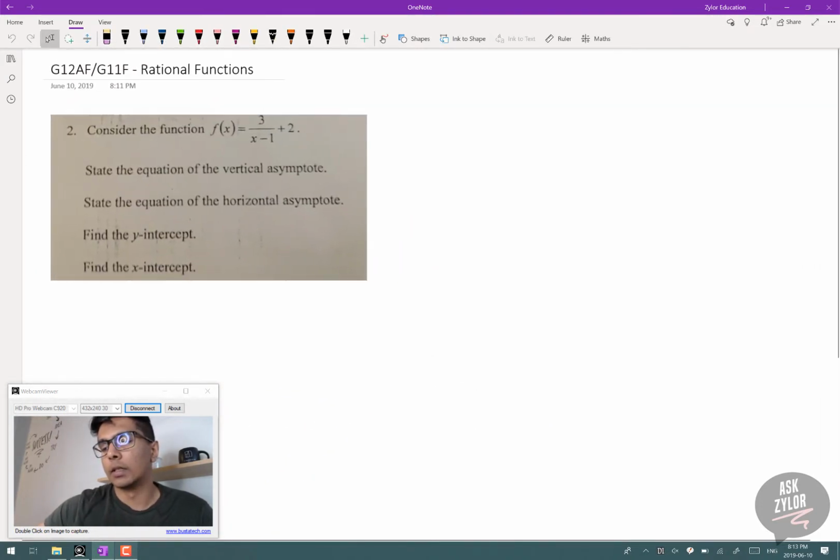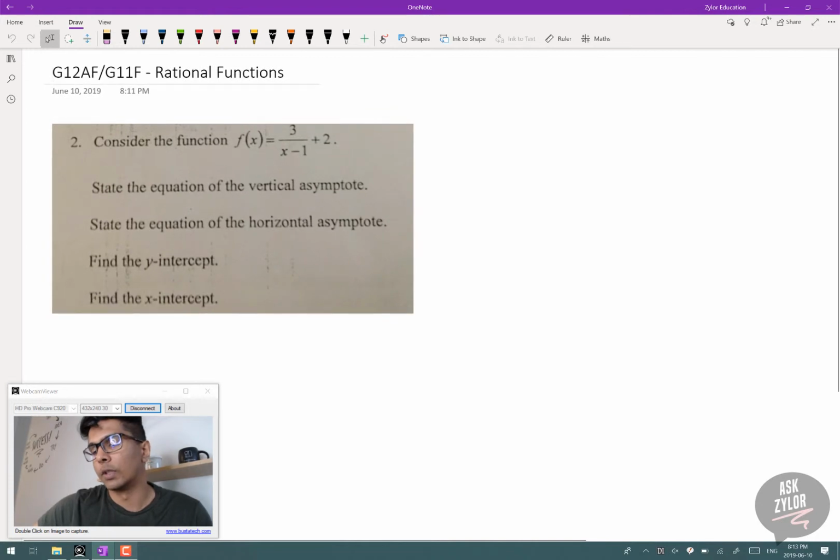So this is a grade 12 or grade 11 functions question. We're dealing with rational functions. We're asked to consider the function f of x and state the equation of the vertical asymptote, state the equation of the horizontal asymptote, and the y-intercept and the x-intercept.